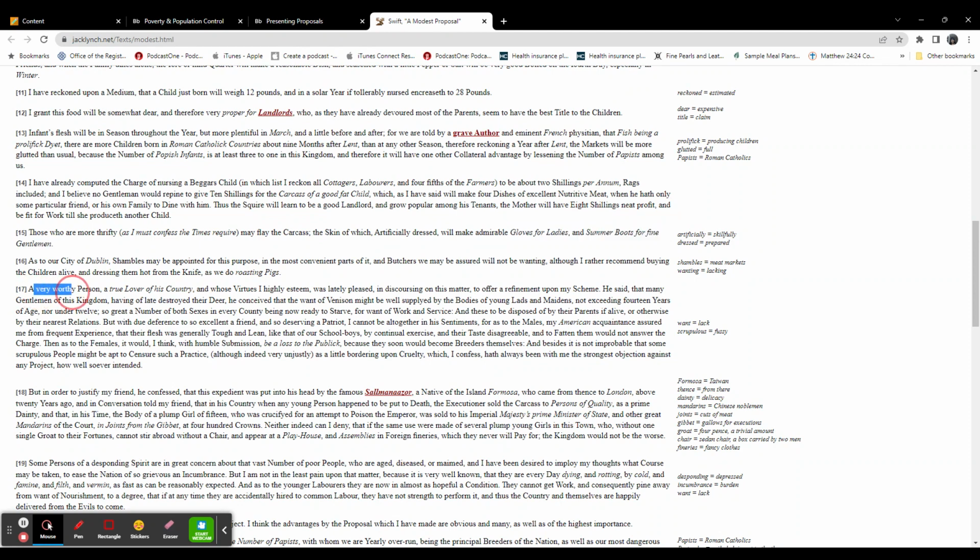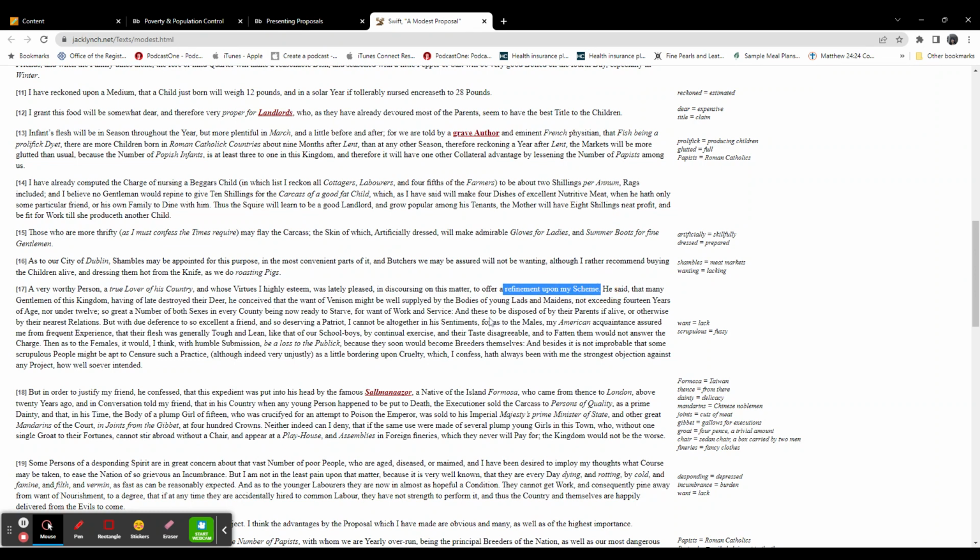A very worthy person, a true lover of his country, and whose virtues I highly esteem, was lately pleased in discoursing on this matter to offer a refinement upon my scheme.